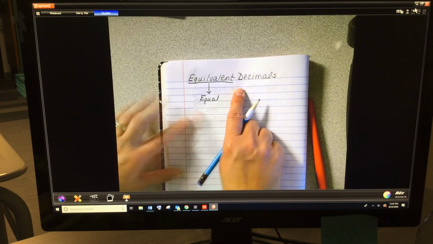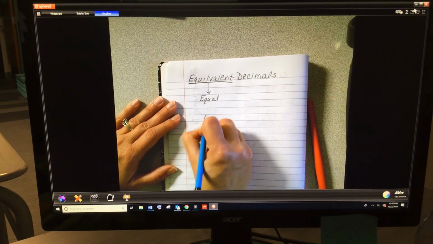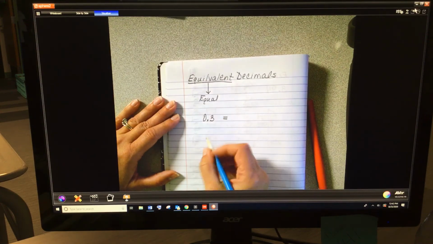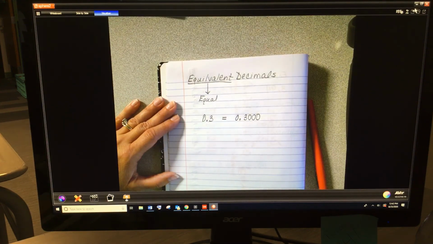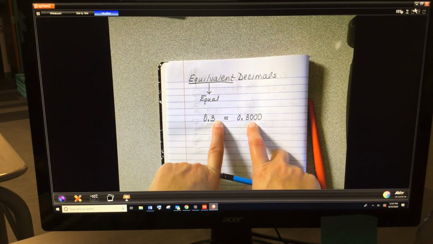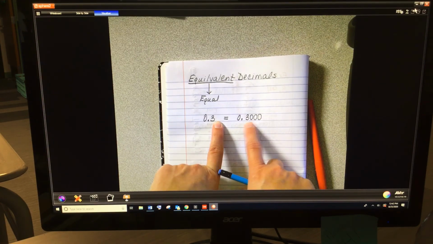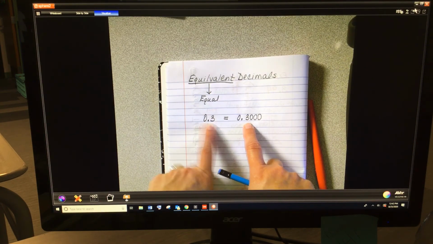Now, what we need to learn when we talk about decimals as we get older is that this decimal is equal to this decimal. Okay? Adding zeros at the end of a decimal, and that's all there is. Notice there's no other value. We can put as many zeros as we want to or take them away, and it's still an equivalent decimal.